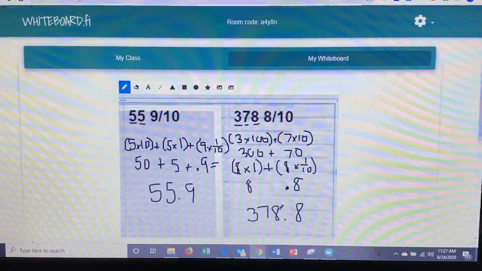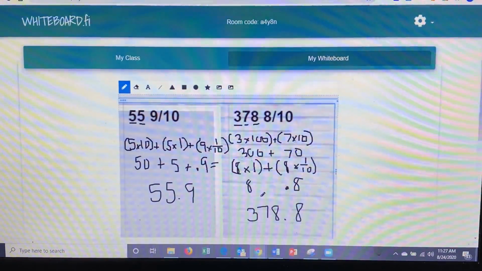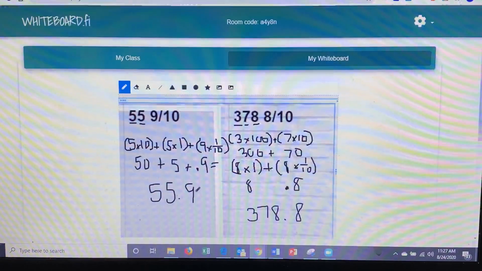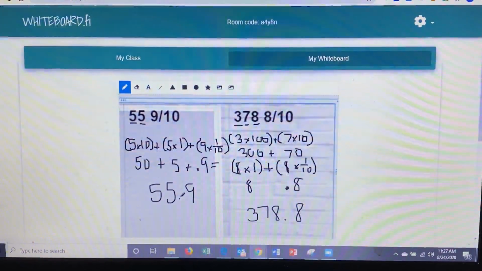Whew. That's a lot. It feels like a lot of steps, but you know what? When you get really good at it, like I said earlier, it would be a really efficient way to show or represent these mixed numbers as decimals. Okay, or these mixed units as decimals.